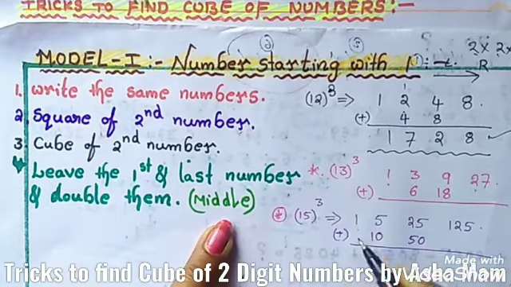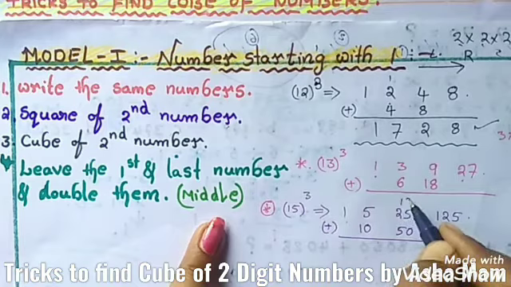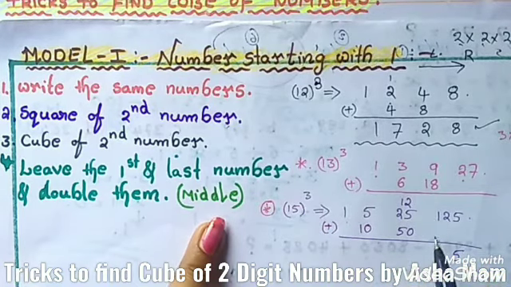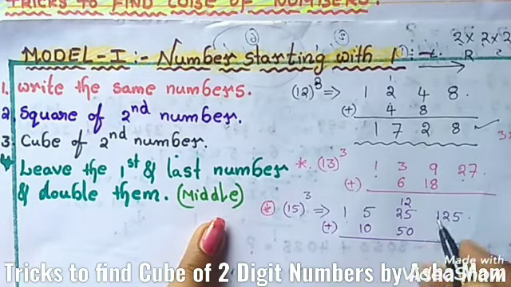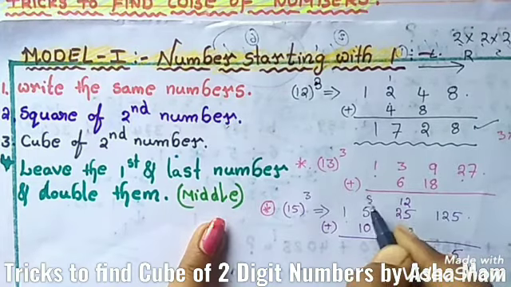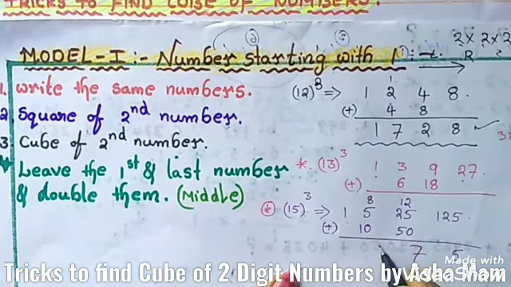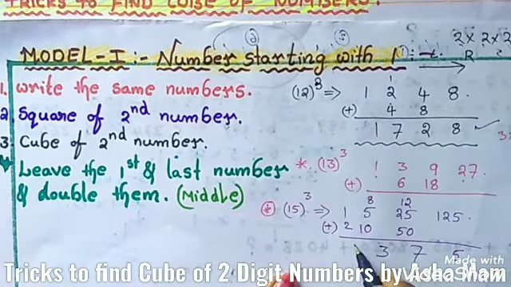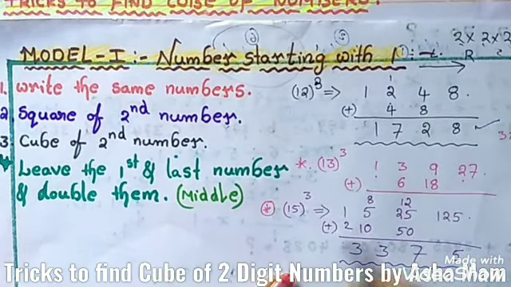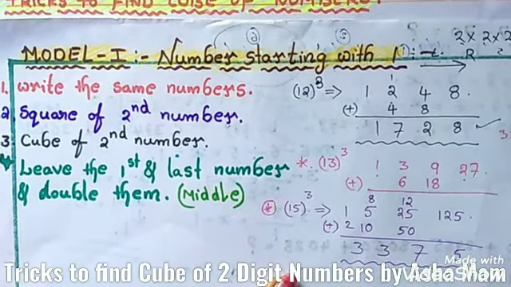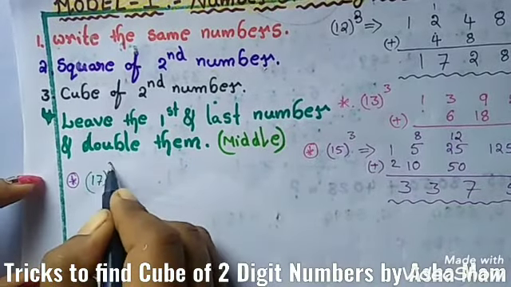Now you have to add them. Here 125 means you should write only 5 here. 12 should be carried forward to here. So 50, 75, 85, 87. So here is the 7, here is the 8. 15 plus 8, 20, 23. Here is 3, here is 2. 2 plus 1, 3. So 3375 is the answer of 15 cube. Okay, right. Two more examples let us study now. Here 17 cube.